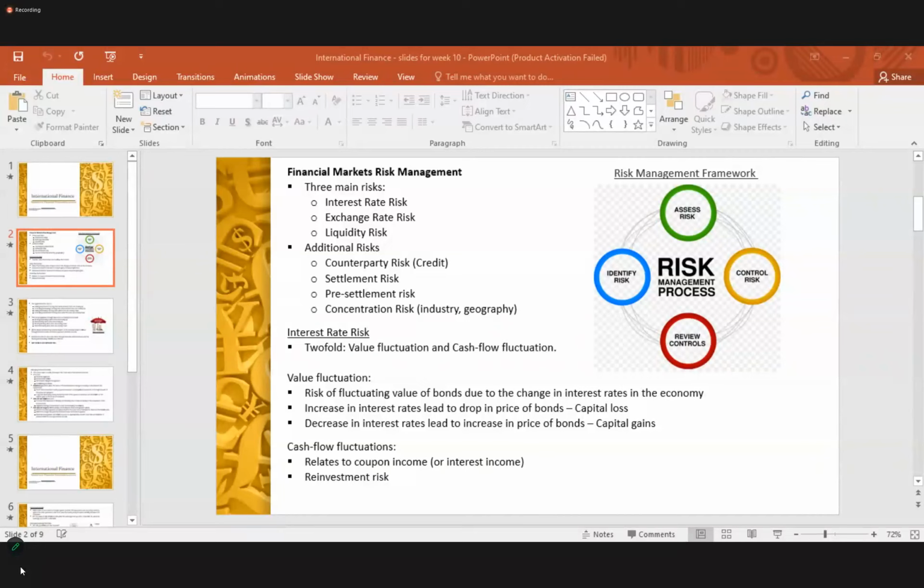So that's what the settlement risks are. Now, they are not direct risks, they are not the main risks, but those are special kinds of risks that we need to be aware of.